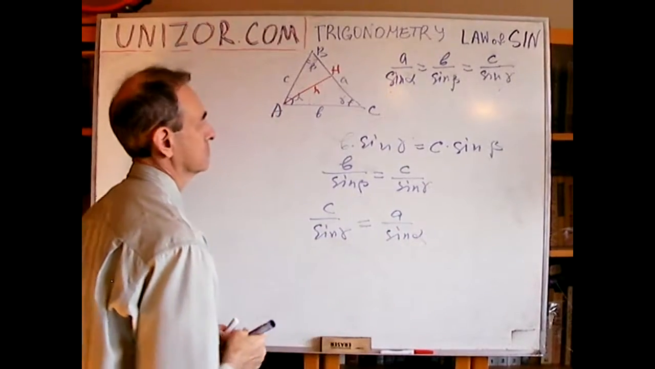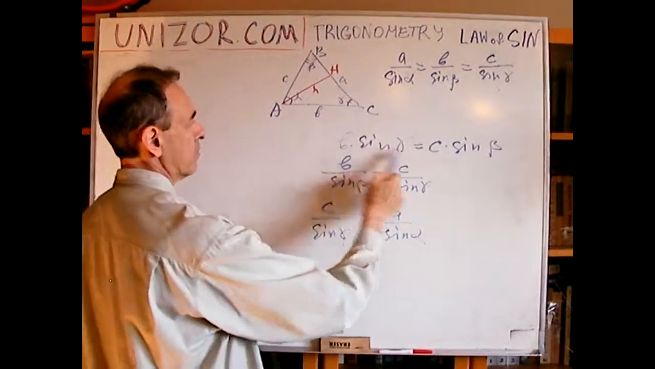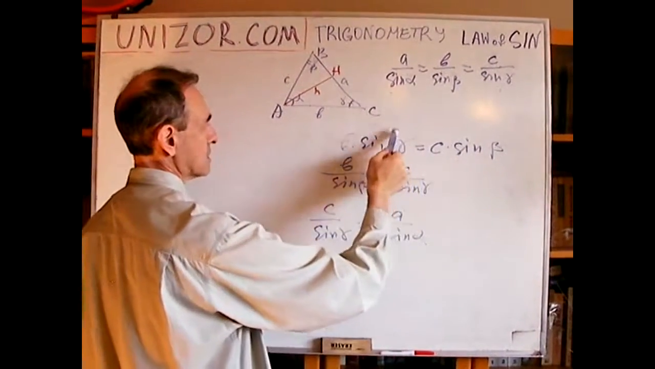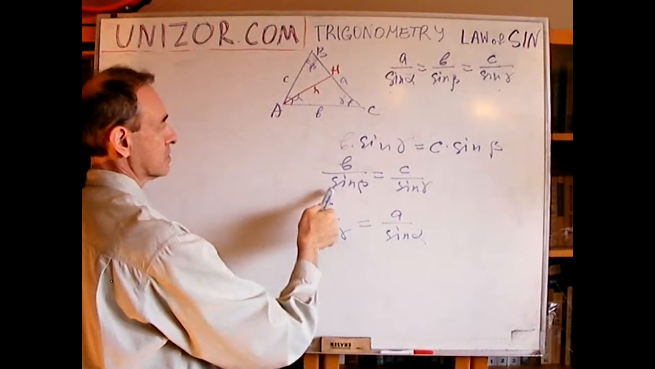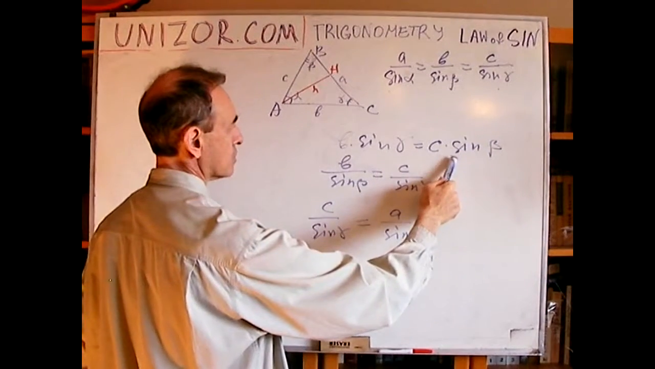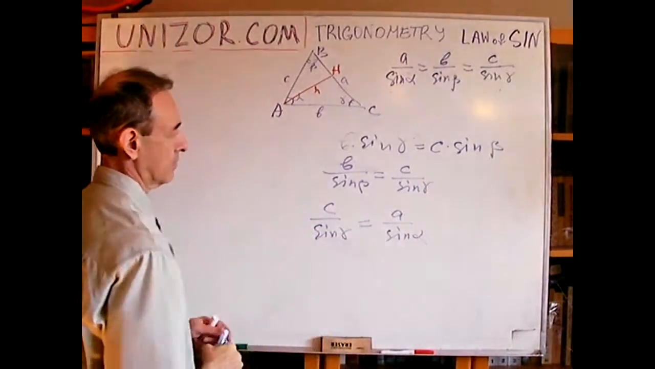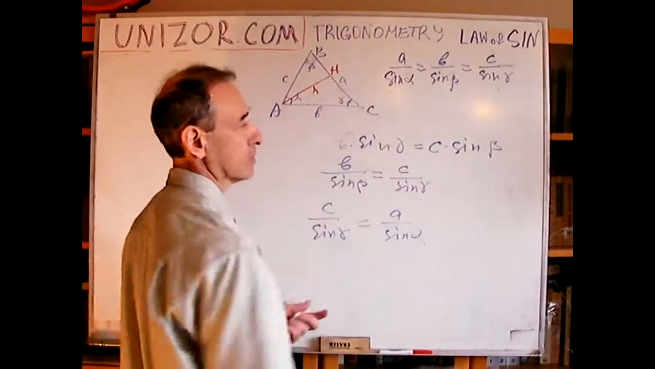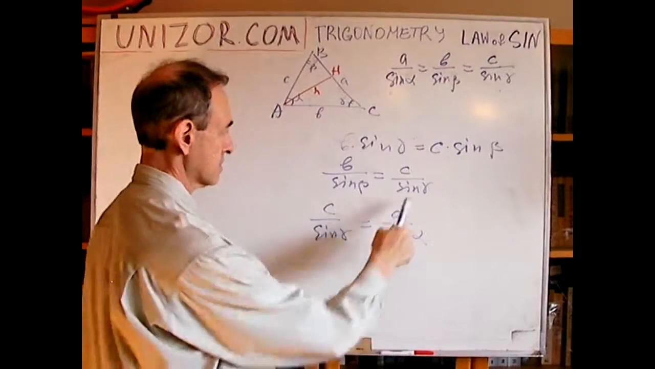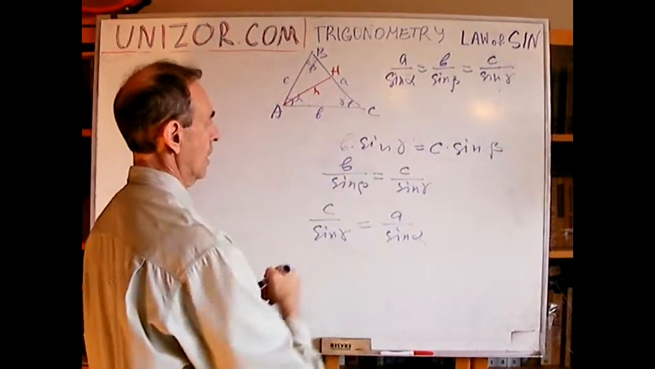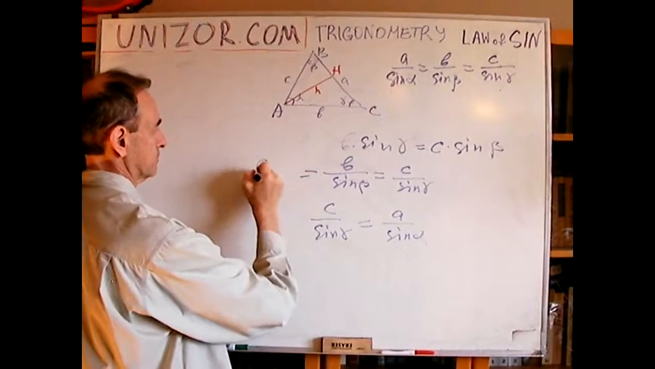Okay? If we divide this by sine gamma times sine beta, sine gamma would be reduced in this case, so I will have only sine beta, and sine beta would be reduced here, and I will have only sine gamma. Now, these two are basically what is written here, right? Because this is c over sine gamma, and this is c over sine gamma, so I can just continue the whole thing.